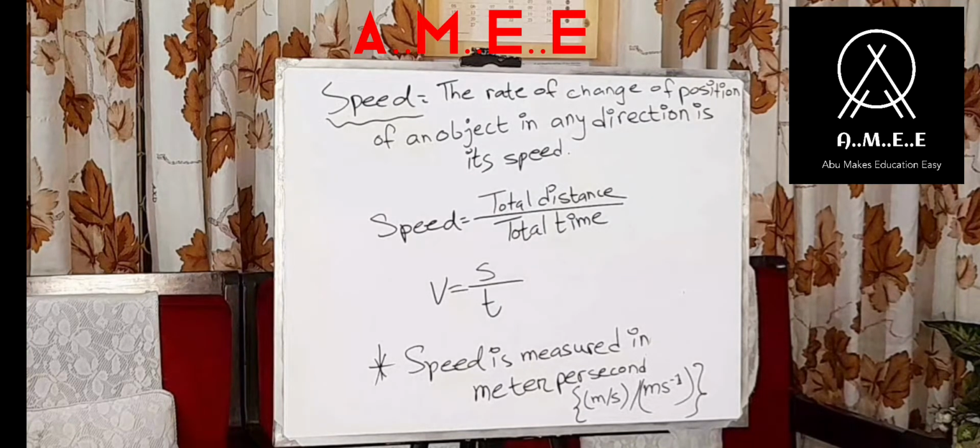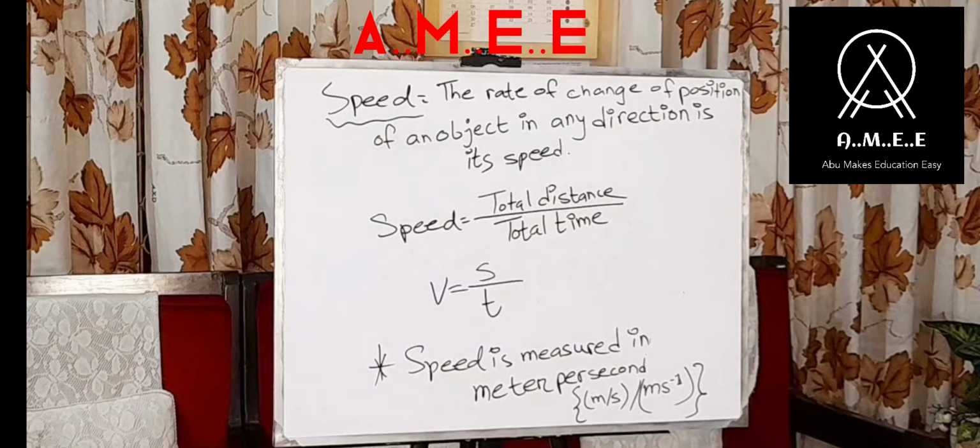If a car covers a distance of 10 kilometers in 2 hours, calculate the speed. Now see the distance and the time. We have been given both, but there is a catch: they are not given in SI units. If the question asks you to find the speed in kilometer per hour, then you don't have to convert this.